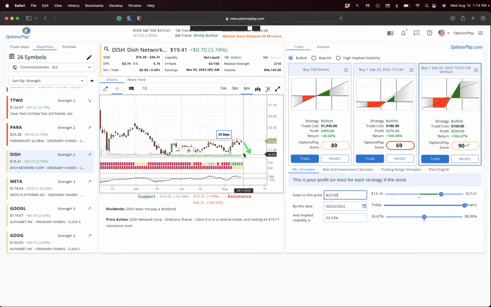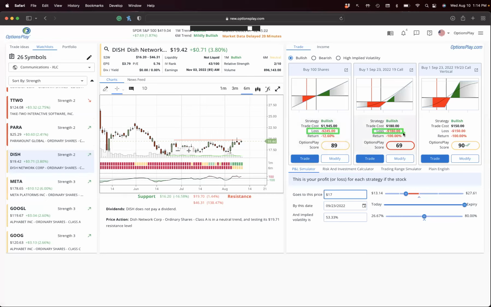What if Dish Network drops back into the bottom of the range, 16, let's say it reaches down to $17. How much do I lose? I lose $245 in the stock, $180 in the call, $150 in the vertical spread. So I can know what my potential worst case outcome from a risk perspective is and what my best case outcome from a reward perspective is. It's important to look at both. Arguably, it's more important to look at the risk side first. Make sure you're comfortable with the risk before you proceed with any of these strategies.